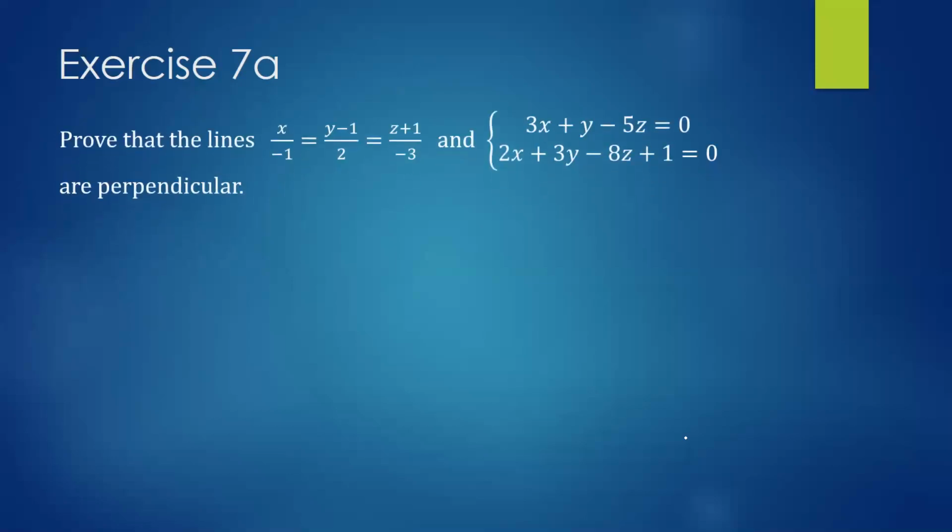Another one, proving that these lines are perpendicular would involve basically the same thing. Again, the two normal vectors for these two planes. Just remember, these are plane 1, plane 2, these are planes. These are not lines. So they have normal vectors: normal vector n1 for the first plane, (3, 1, -5), and normal vector for the second plane, (2, 3, -8).